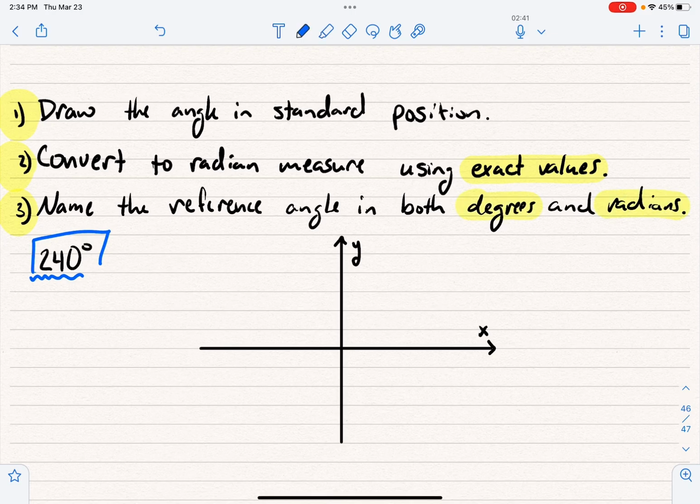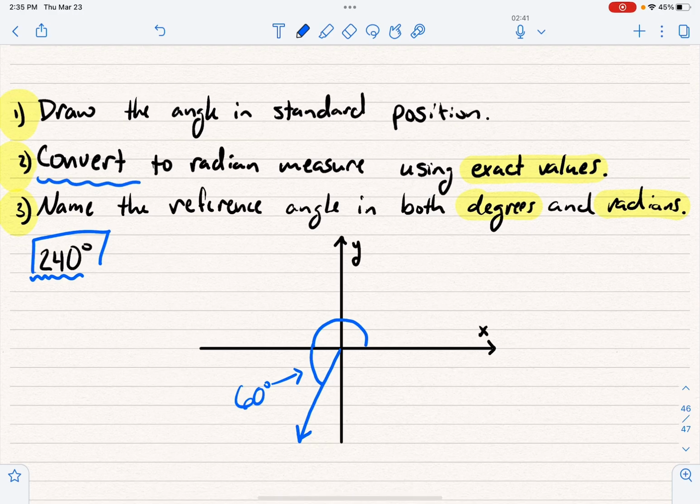Okay, so let's start by first, of course, just drawing this in standard position. Standard position is easy for 240 degrees. We know it's 90 to get to here, another 90 to get to here, so that's 180. So 240 is going to be another 60 past that. So that's going to get us somewhere down here, meaning that this angle is a 60-degree angle. And so that's the angle drawn in standard position.